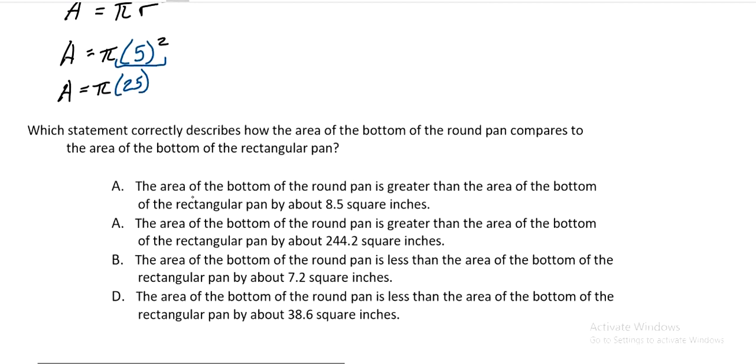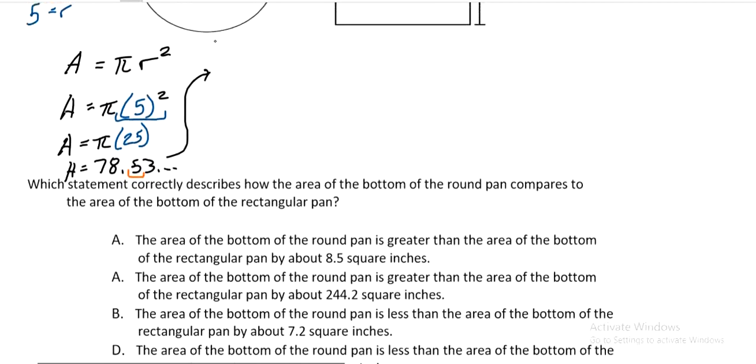In this one, they say the area of the bottom of the round pan is greater than the area of the rectangular pan by about 8.5 inches. So they're going to the tenths there. They're going by the tenths in each of these answer choices. So they're doing one number after the decimal. So I know that I can use 3.14 for pi, or I could actually just type in pi times 25 on my calculator and then round it to the nearest tenth. I'll do it that method. So after I typed in pi times 25 on my calculator, I got 78.53, and it keeps going on forever. But I am just looking to round to nearest tenth because all of my answer choices only have one number after the decimal.